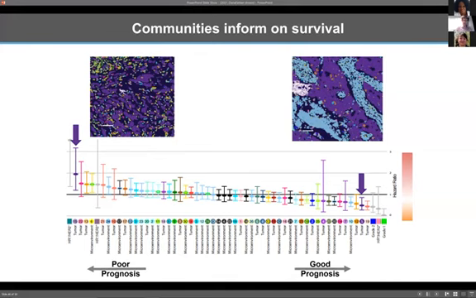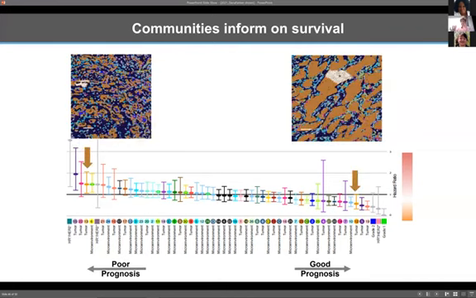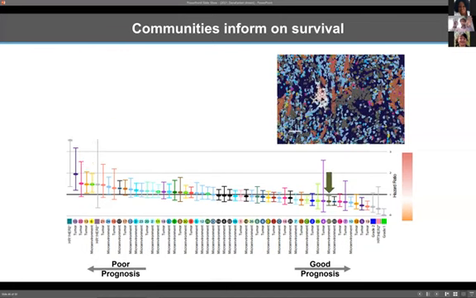Now, what got really interesting is when we looked at the stromal communities. Before, I told you about these triple negative patients that had a very good long-term prognosis, and they actually were dominated by those communities that are here associated with the good prognosis.